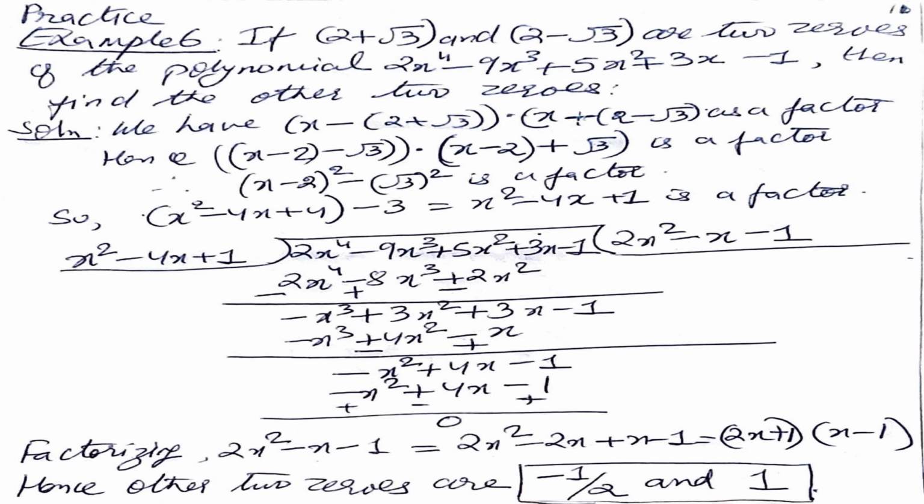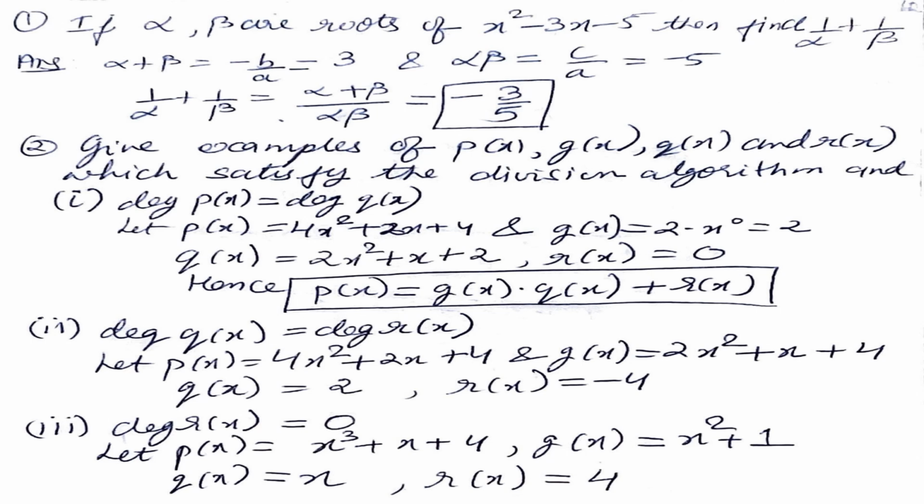So when we factorize 2x square minus x minus 1, we get 2x plus 1 and x minus 1. So from the given two zeros, now we have got another two zeros, which will be 2x plus 1 equated to 0 will give x is equal to minus half, and x minus 1 equated to 0 will be giving x is equal to 1. So the other two zeros will be minus half and 1.